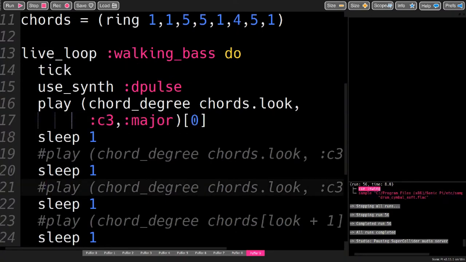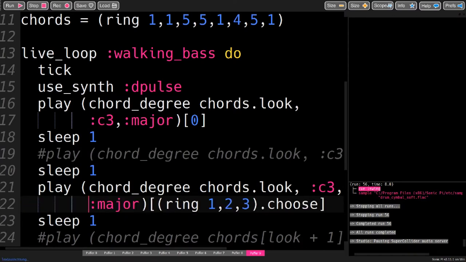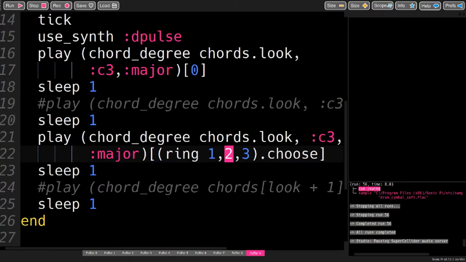Now going to the third note, the walking bass still stays on this chord, but now it can play the third, fifth, and seventh of this chord. And because the chord degree function returns by default a seventh chord, we can access the third by using an index of 1. The fifth is on the index 2, and the seventh is on the index of 3. So we put these in a ring, randomize that, and use it as the index.